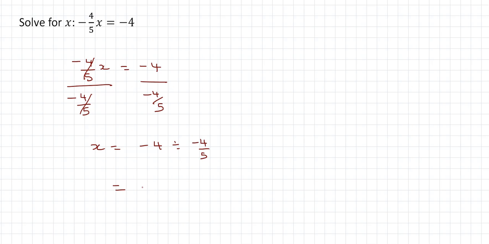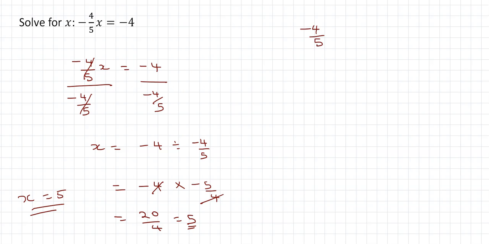And here we have negative 4. We keep the left side the same. We change the division to multiplication, and then we'll keep our negative and flip the fraction. So this is going to give us 20 over 4, which is equal to 5. So x is equal to 5. That's one way to look at it, or you can just simply cross out because they have the same quantity, numerator, denominator.